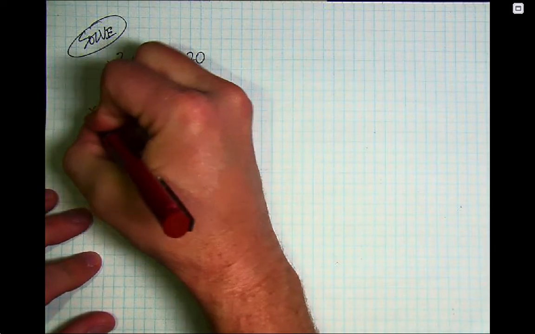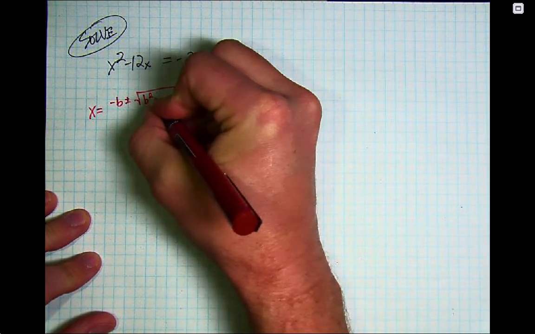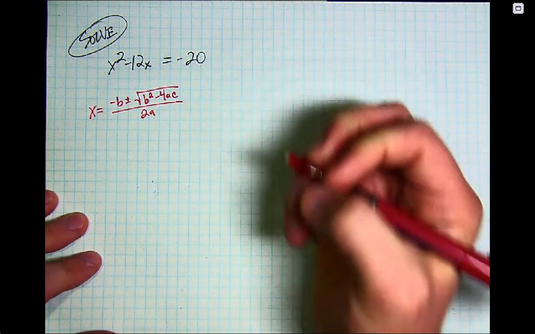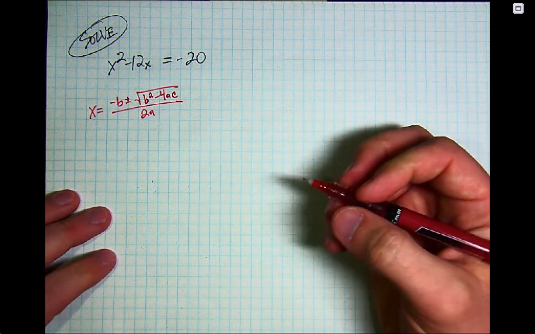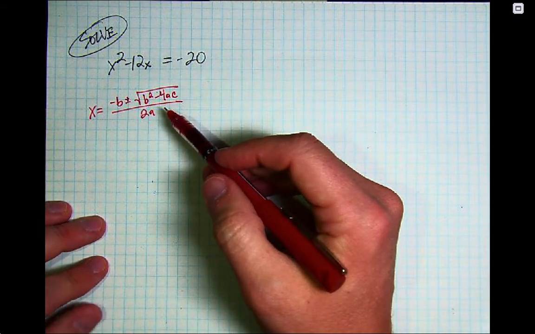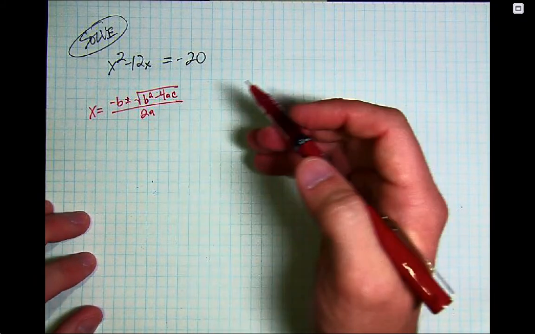What's the quadratic formula? Negative b plus or minus the square root of b squared minus 4ac all over 2a. Do you have it memorized yet? Probably not, but you will over time have this memorized because you're going to use it over and over to solve several problems, and you'll get to know it pretty well.